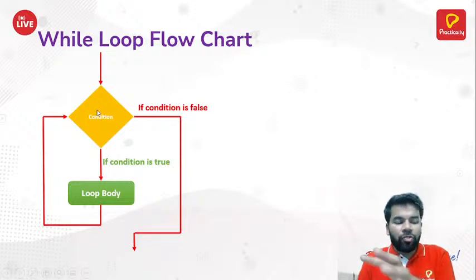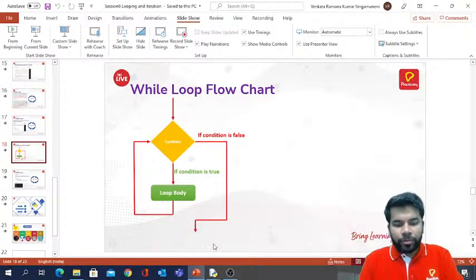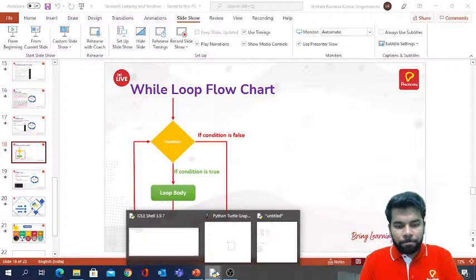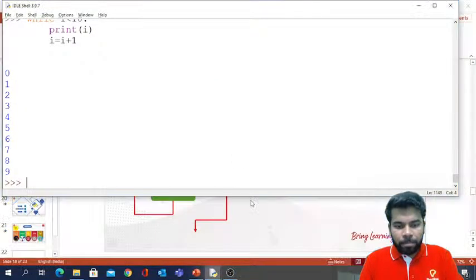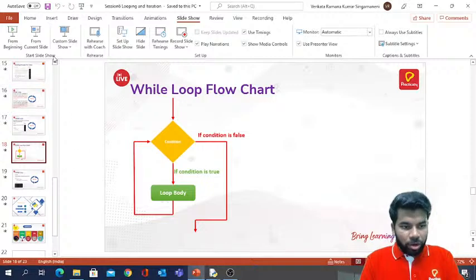So first of all, the condition is going to be checked. Then the code is going to be executed. This is the logic of the while loop. Is that clear, everyone? You got the logic of the while loop? Follow the flowchart. Yeah, I will explain it.